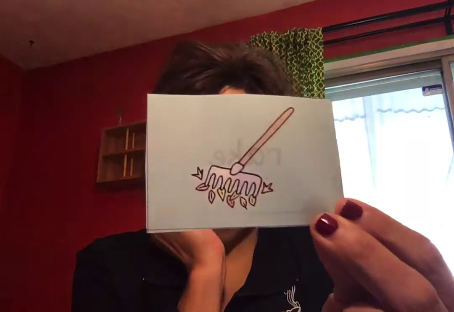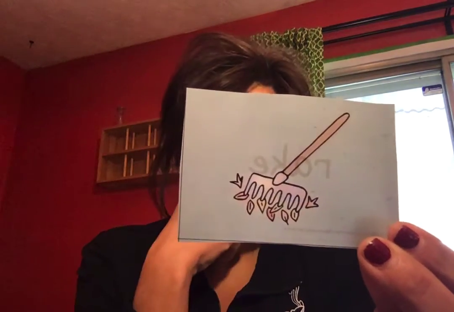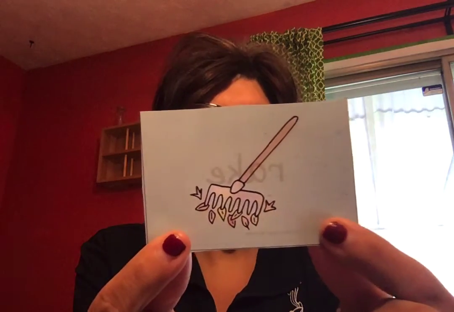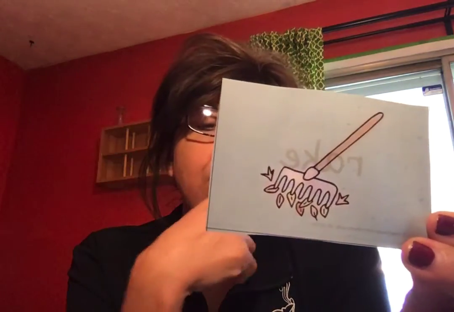This thing is called a rake. It's a tool that you might have to help you in the garden. It looks right here like they're raking up some leaves. So sometimes I like to use a rake to rake up leaves. Sometimes I like to use a rake to help me move some soil in my garden. So, rake.